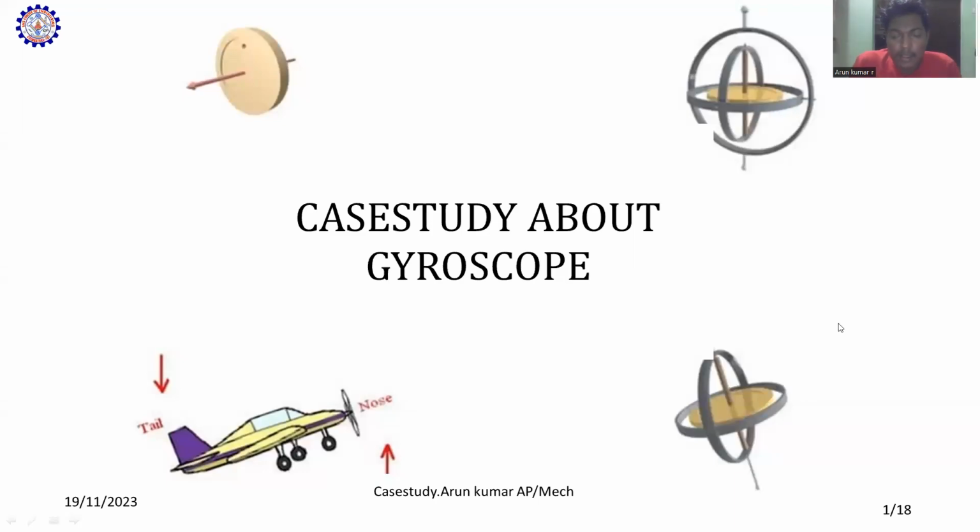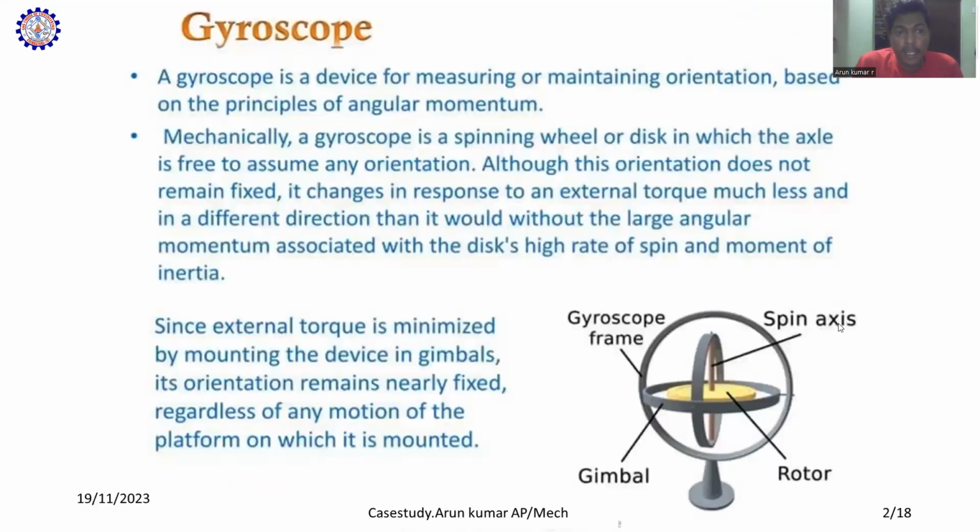Good morning. In this case study, we see about a gyroscopic couple. So, what is the meaning of gyroscopic couple? A gyroscope is a device for measuring or maintaining orientation based on the principle of angular momentum.